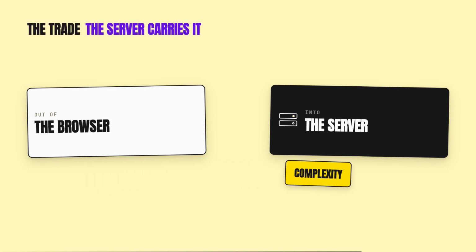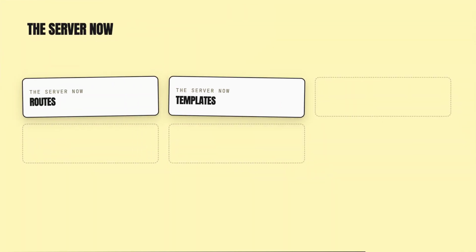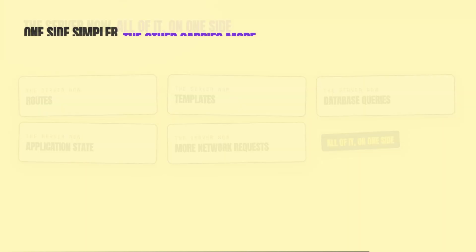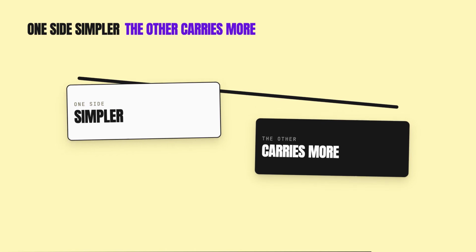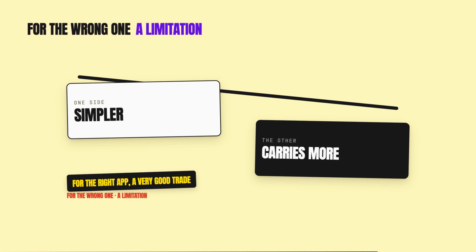The server now has more responsibility. It must manage routes, templates, database queries, application state, and potentially more network requests. HTMX simplifies one side of the system by placing more emphasis on the other. For the right application, that is a very good trade. For the wrong one, it can become a limitation.